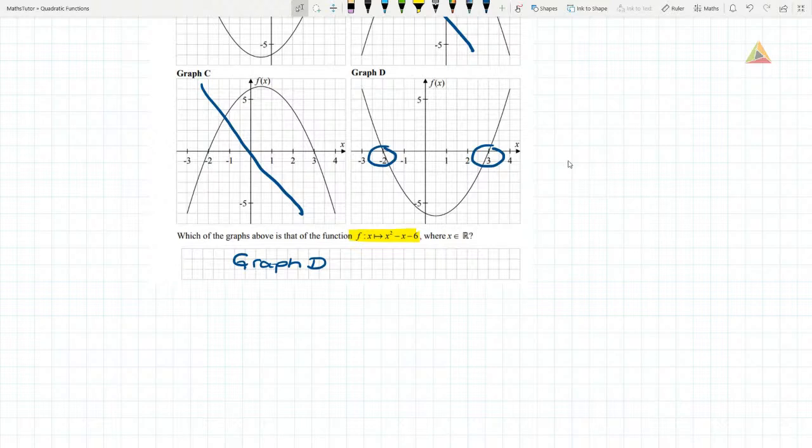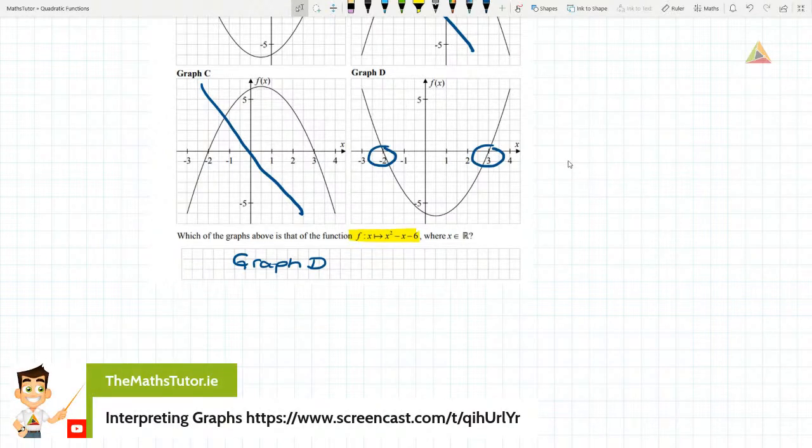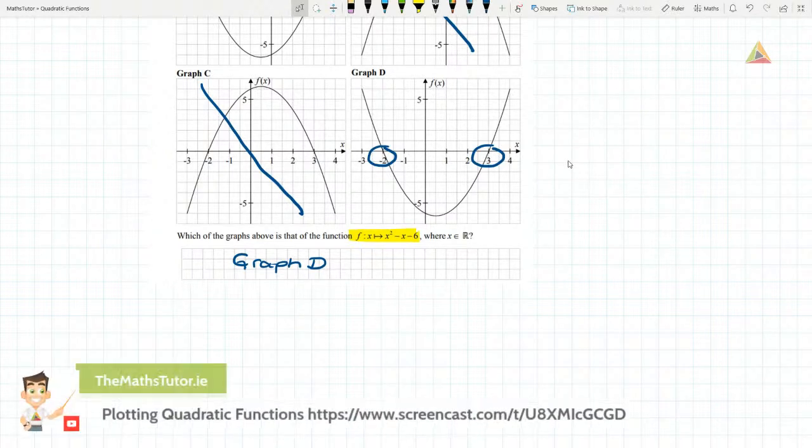Okay. So hopefully that has been of some use to you with looking at quadratic functions. And don't forget, there's 2 videos there, one on interpreting graphs and one on plotting quadratic functions.